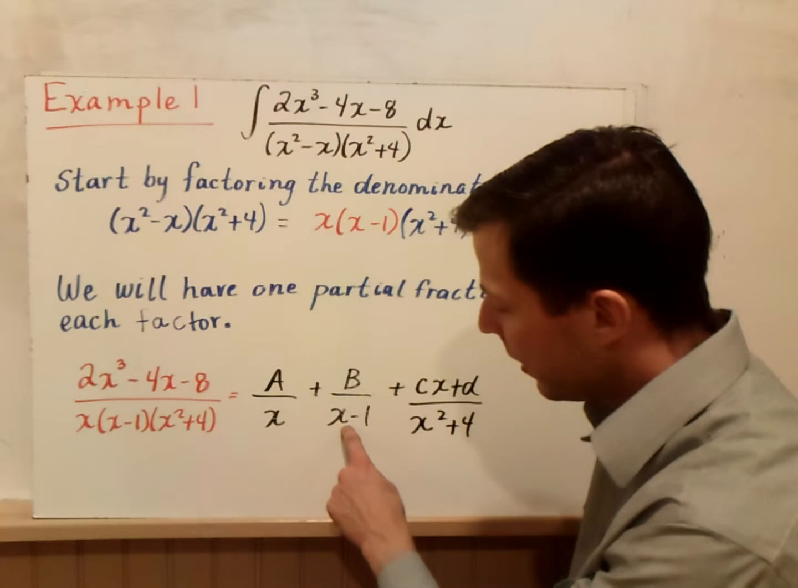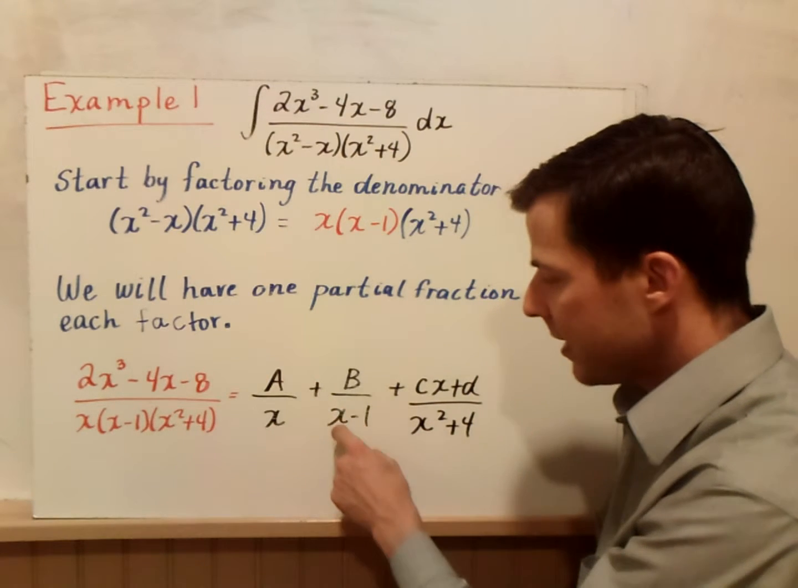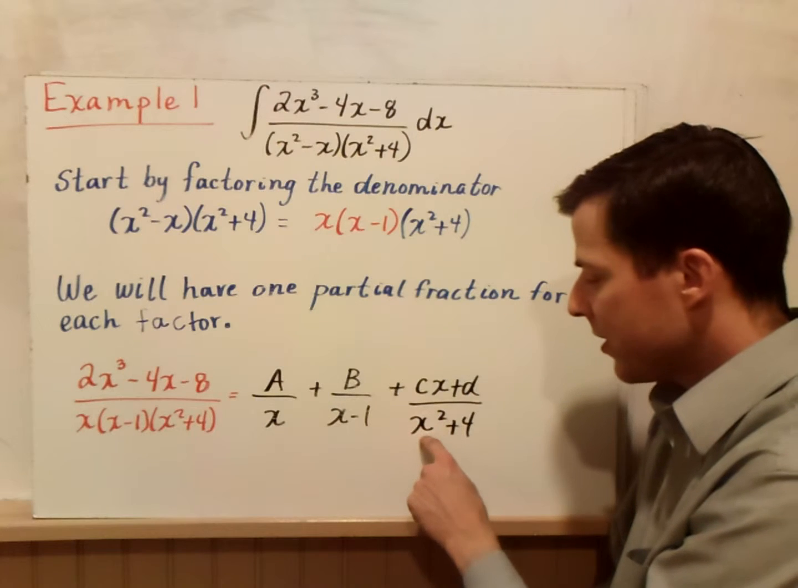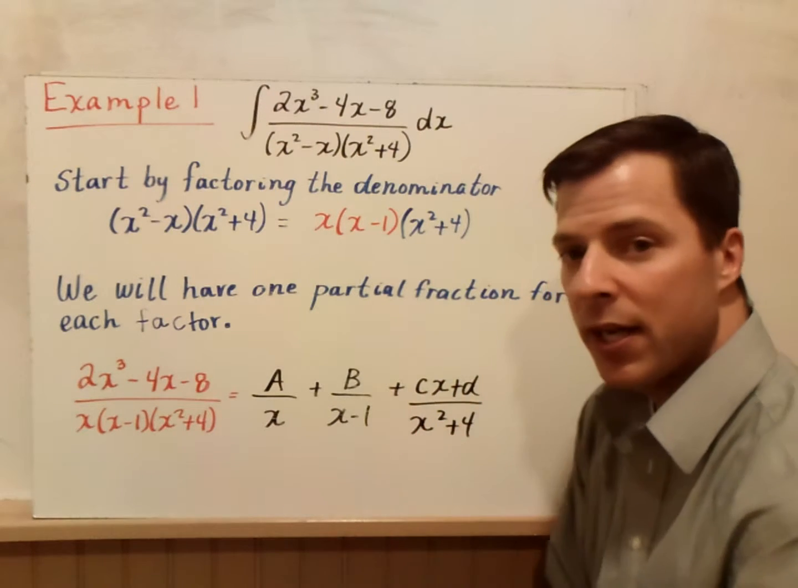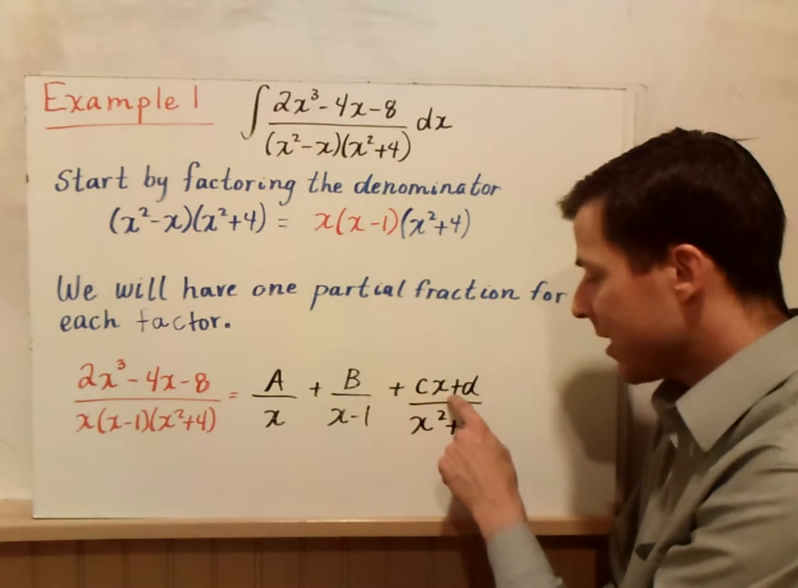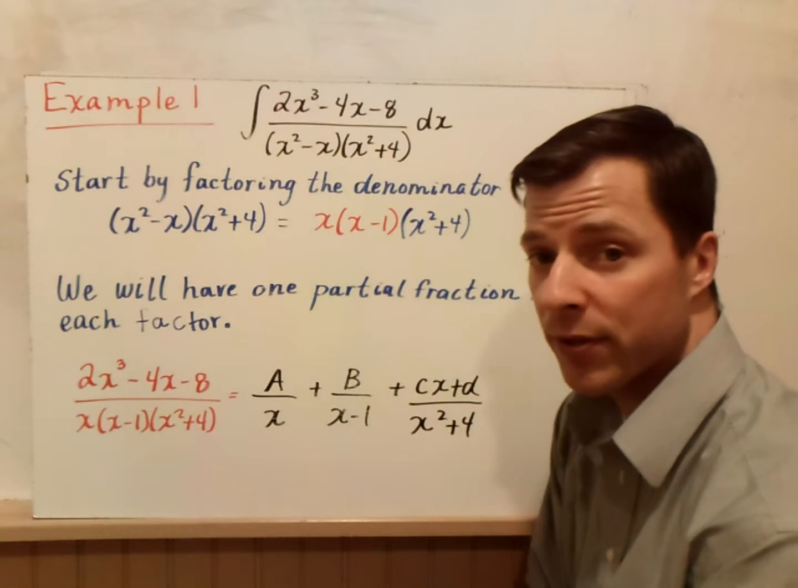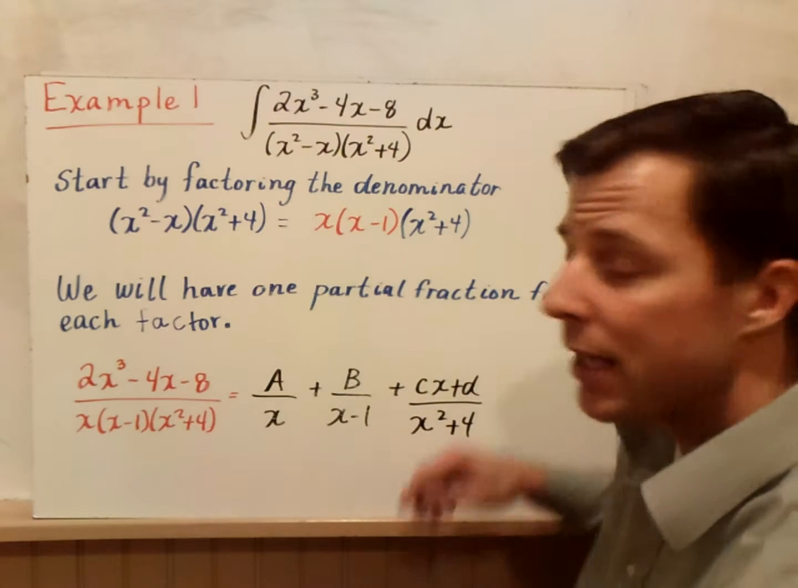So these are both linear. So this would be a constant, this would be a constant, and now this is a quadratic, so the term up here needs to be linear. So now we have Cx plus D. We actually have 4 variables we need to find: A, B, C, and D.